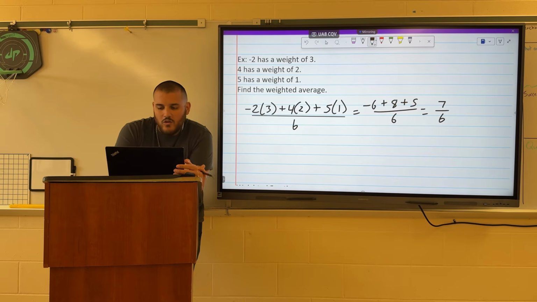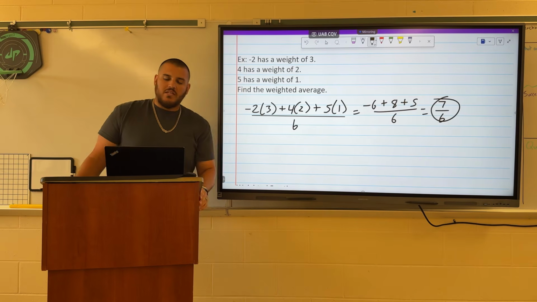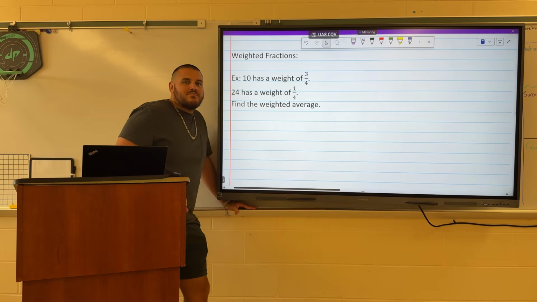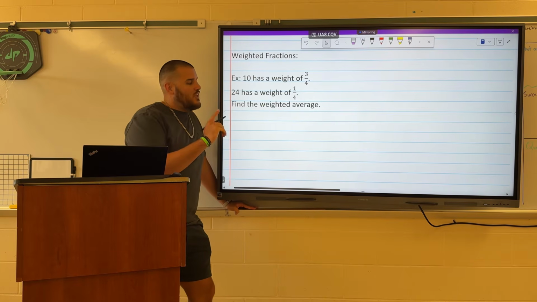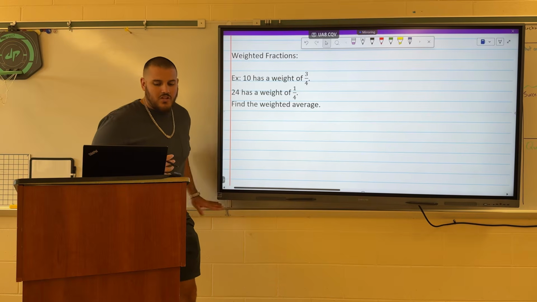We get 7 over 6. Right? You can leave it as a fraction, or we can write it as a rounded decimal, just make sure that we're following directions for any given problems. Weighted average can get a little tricky when we have fractions for weights. So I'm going to give you a few examples here to make sure that you're comfortable with that.